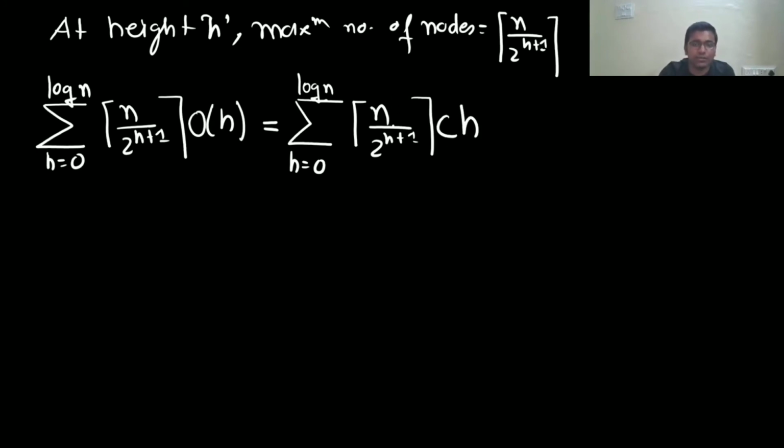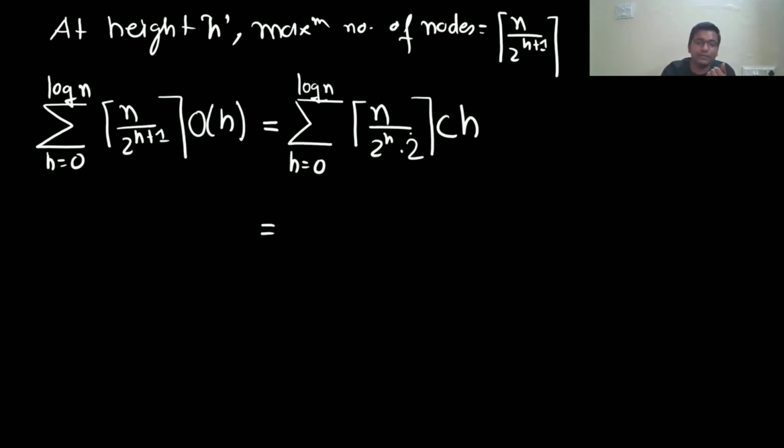Now n is your number, and you can write 2 to the power h plus 2 as 2 to the power h into 2. Now you know that n is going to be constant, because n is the number of nodes, and 2 is going to be constant. So h is going to vary from 0 to log n.